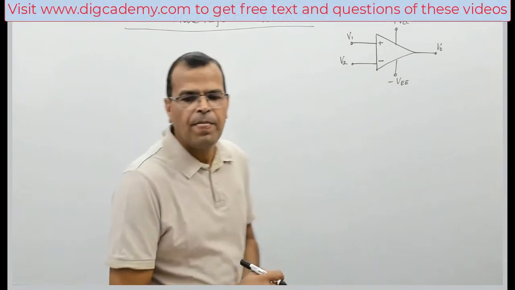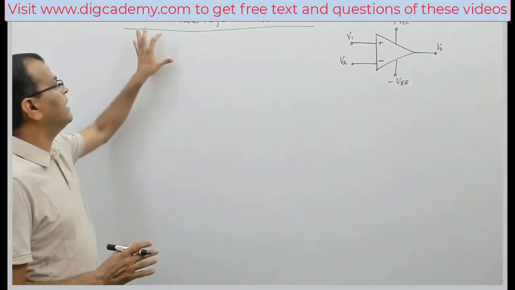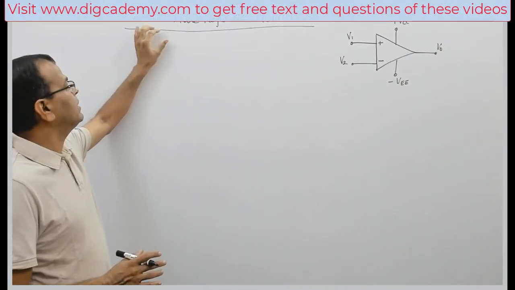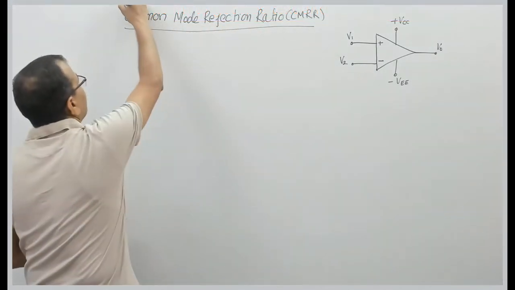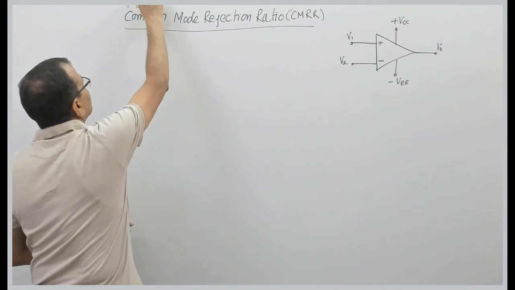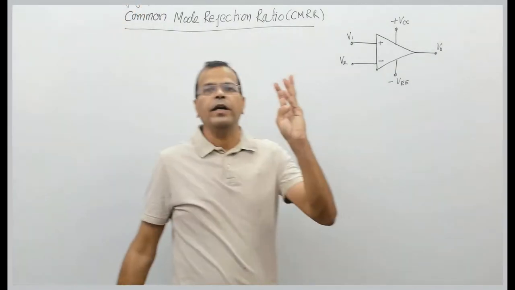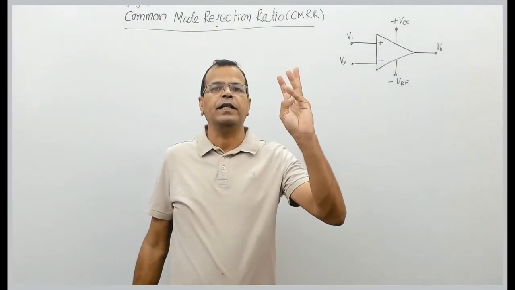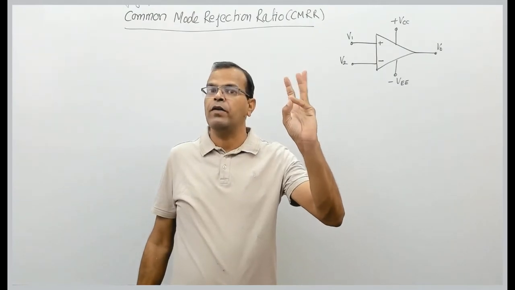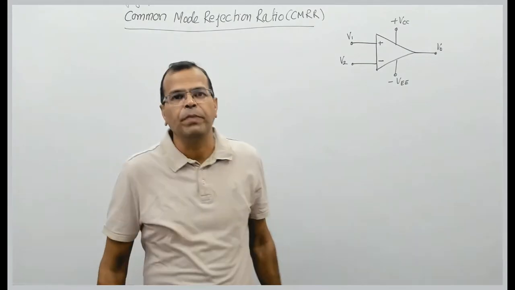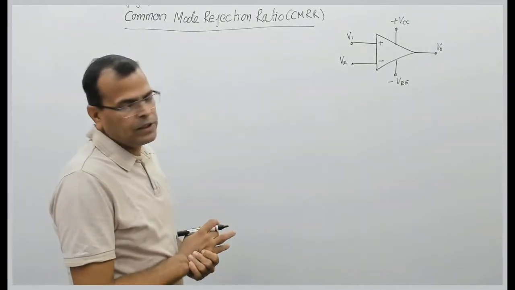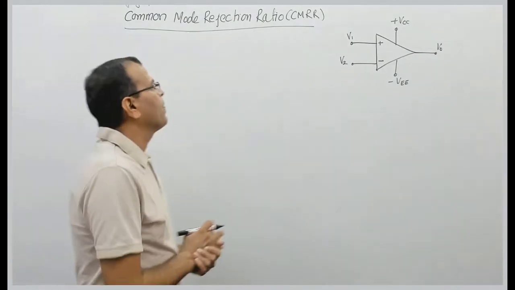Hello friends, now we will see the next characteristic of op-amp, that is common mode rejection ratio. This topic is very important. You have a lot of questions from this topic in engineering services prelims, in GATE, and maybe a conventional question in engineering services or maybe civil services mains as well. So this topic is important from that angle.